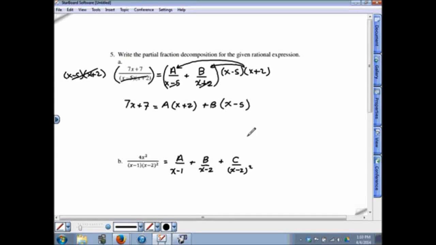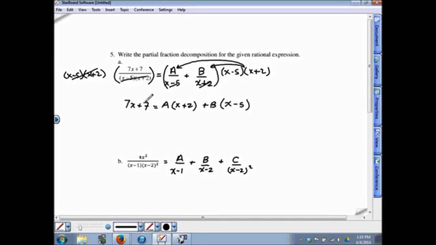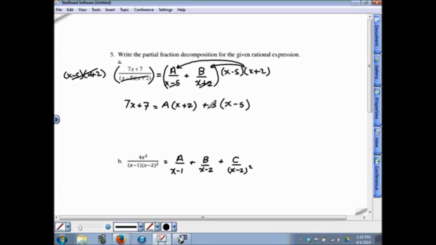x minus 5. Now you have to keep in mind what it is we're solving for. We're not solving for x, we're solving for the values of a and b, so it doesn't really matter what x equals. We can let x now equal whatever we want. The way this was presented in the discussion was to choose convenient values of x that would make either this a term disappear or this b term disappear.